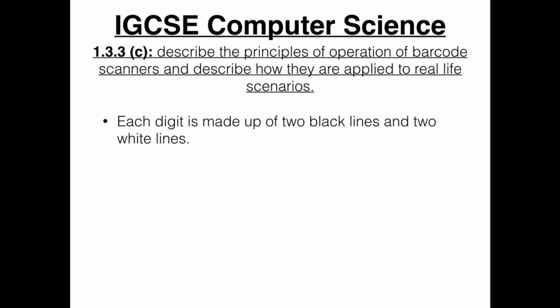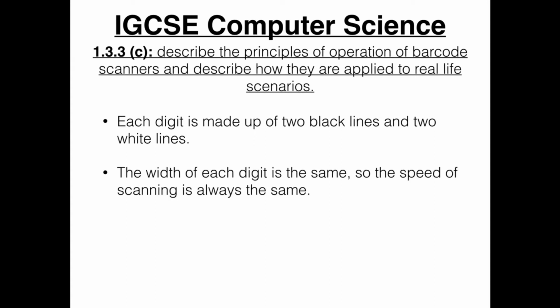Each digit in a barcode is made up of 2 black lines and 2 white lines of different thicknesses. The width of each digit is the same, so the speed of scanning will always be the same. So it tends to be pretty quick. The only problem is with some supermarkets that I go to, it takes a while for them to focus on the barcode, or they can't find it, or there's some error, so they have to type it in on the keyboard. It's kind of annoying, but otherwise the scanning speed is pretty much the same. It's pretty quick.